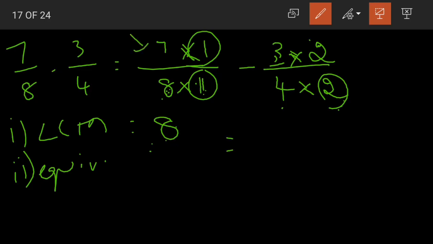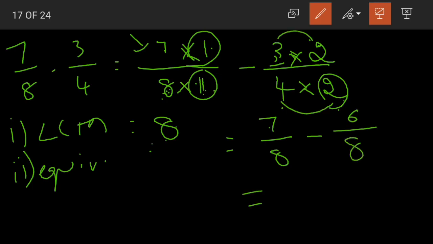Now the first fraction will be what? The first fraction will be equal to 7 by 8. 7 1s are 7, 8 1s are 8. Minus the second fraction becomes what? 3 2s are 6 divided by 4 2s are 8. Yes, students? Now what are these? These both are like fractions.